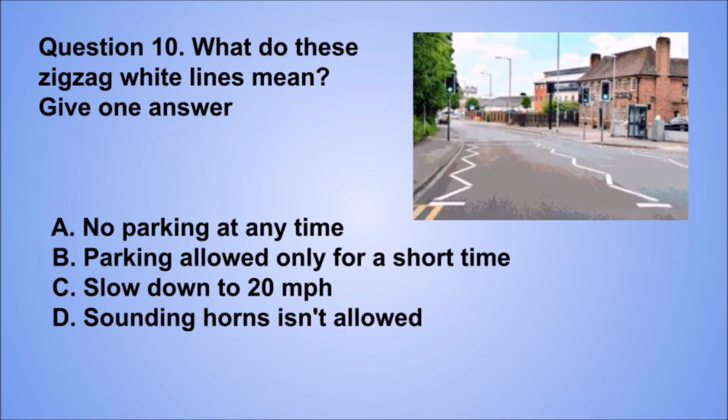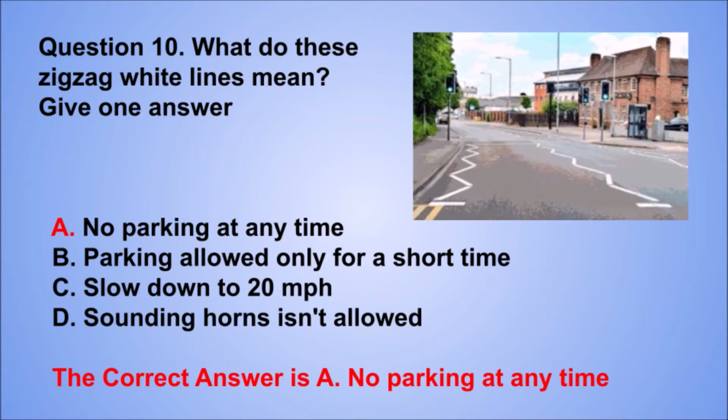Question 10. What do these zigzag white lines mean? Give one answer. A. No parking at any time. B. Parking allowed only for a short time. C. Slow down to 20 miles per hour. D. Sounding horns isn't allowed.